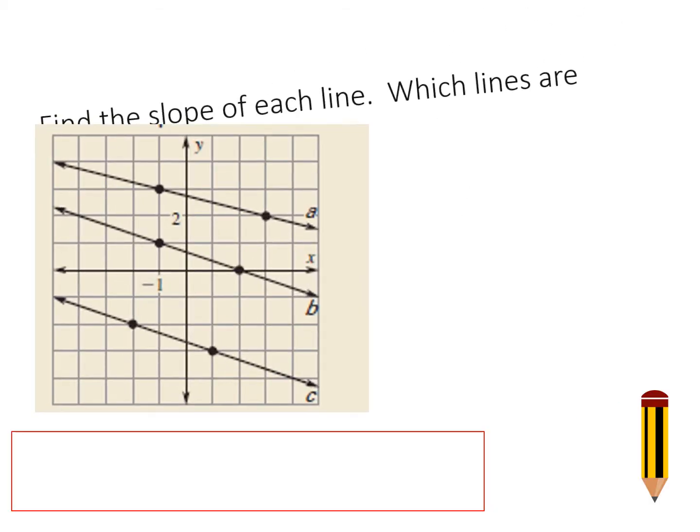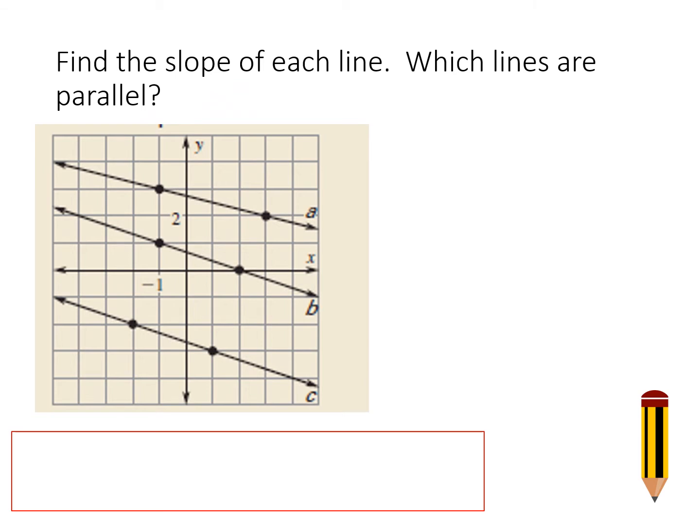All right, so in our next example here, we're going to start talking about the comparison between parallel versus perpendicular lines and how we compare their slopes. So this example wants us to find the slope of each line, and from there we're going to determine which lines would be parallel. So again, we have to remember that the slope formula is m equals rise over run.